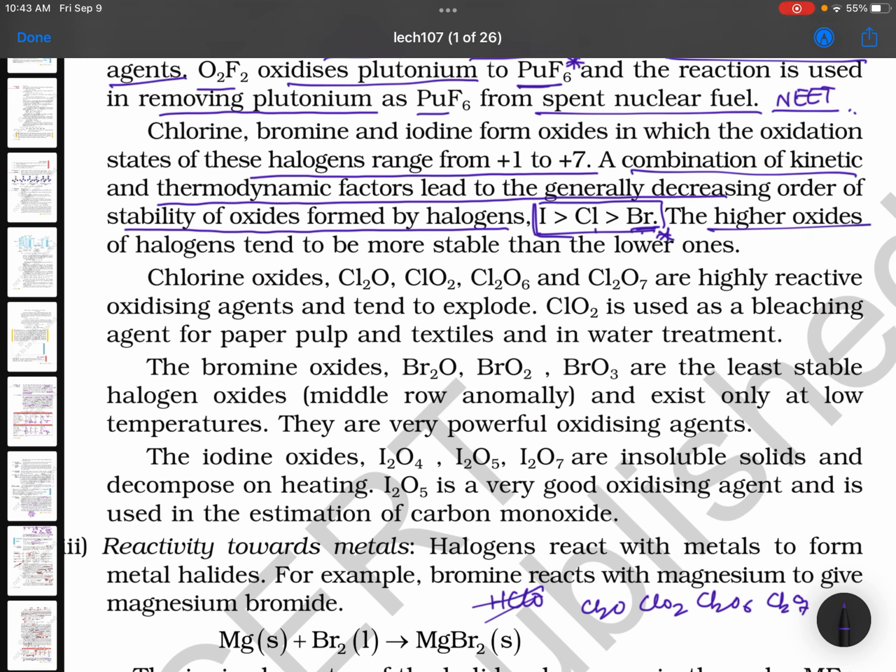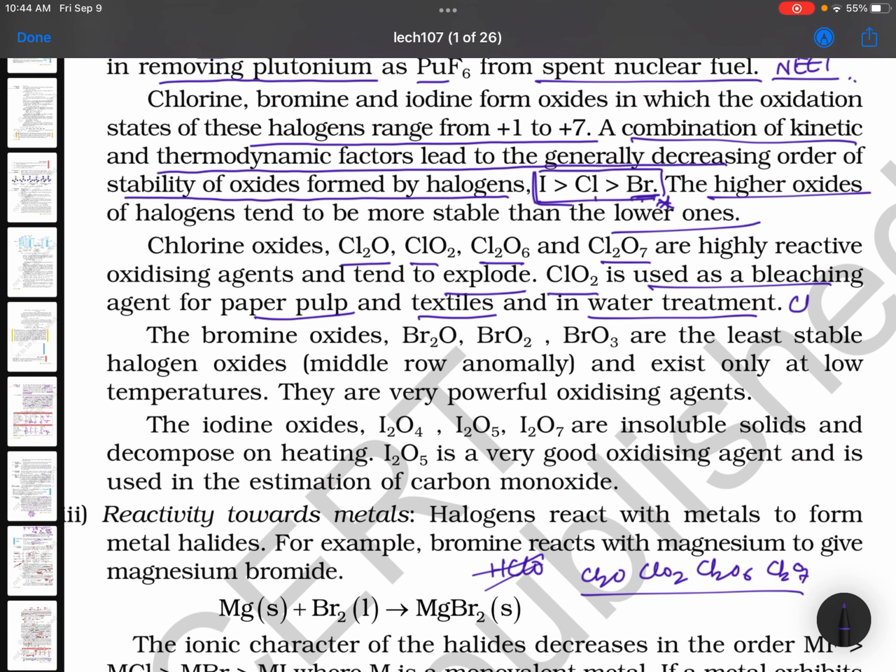The higher oxides of halogens tend to be more stable than lower ones. The chlorine oxides Cl2O, ClO2, Cl2O6, Cl2O7 are highly reactive oxidizing agents and tend to explode. ClO2 is used as a bleaching agent for paper pulp and textiles and in water treatment. ClO2 is paramagnetic. Remember this point also.